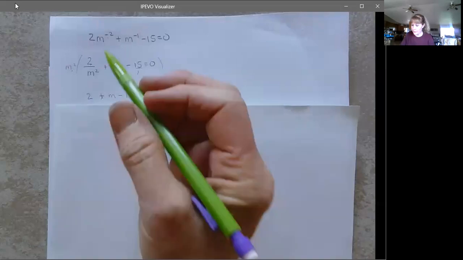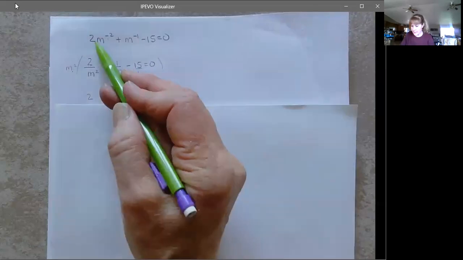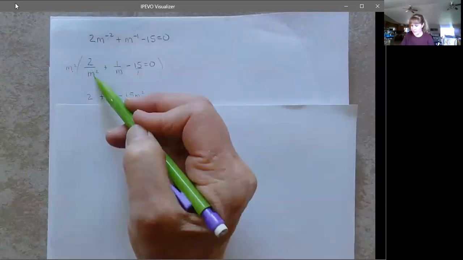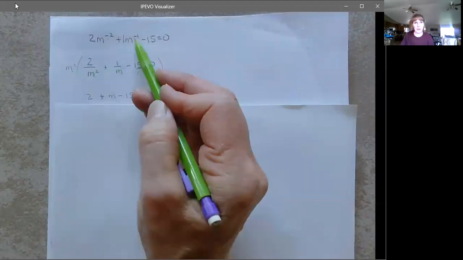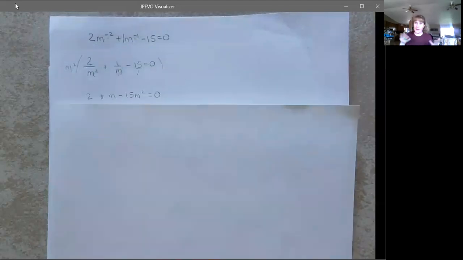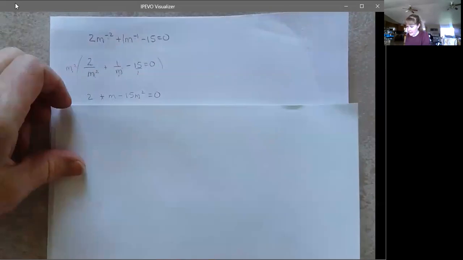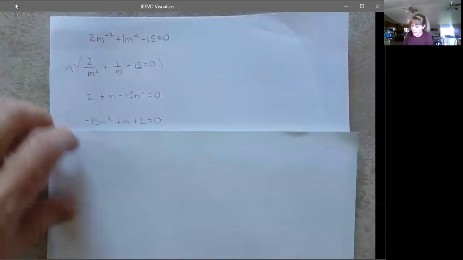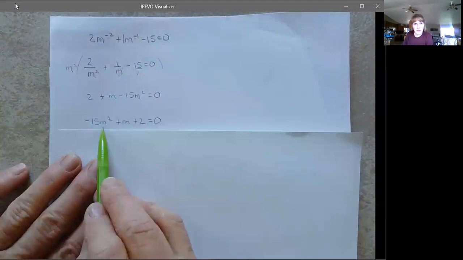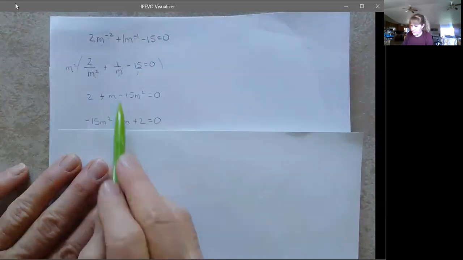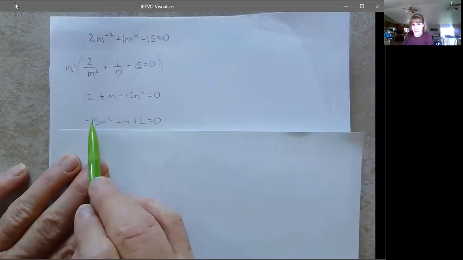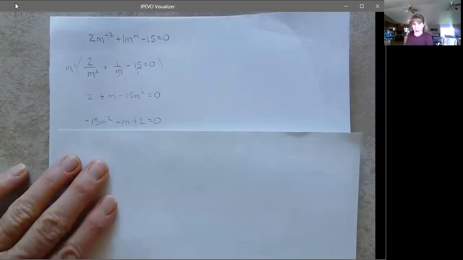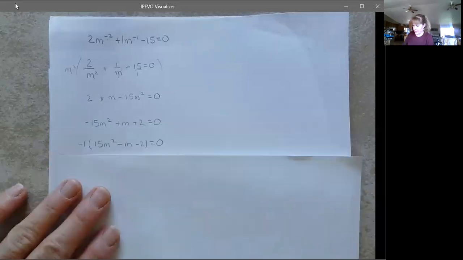And again, one other review hard part was that the 2 stays and the m squared comes underneath. The 1 stays and the m comes underneath. Now we're going to factor this. Well, before I factored, what I did is I rearranged it and I put the highest power first. And then I put the middle term and then I put the constant. But if you look here, this first term is negative. So I factored out a negative 1.